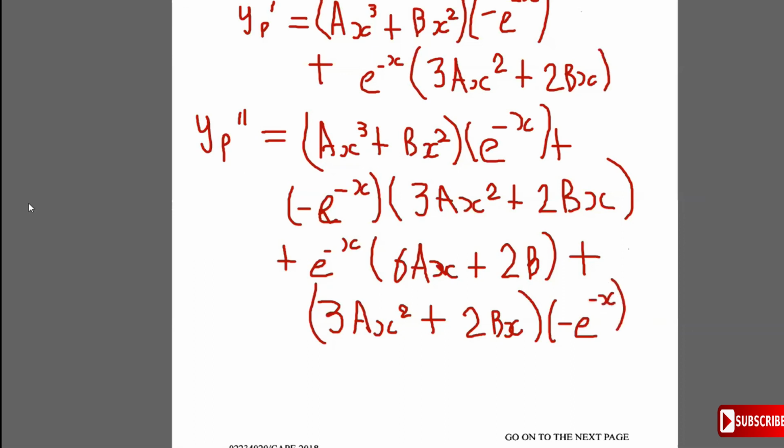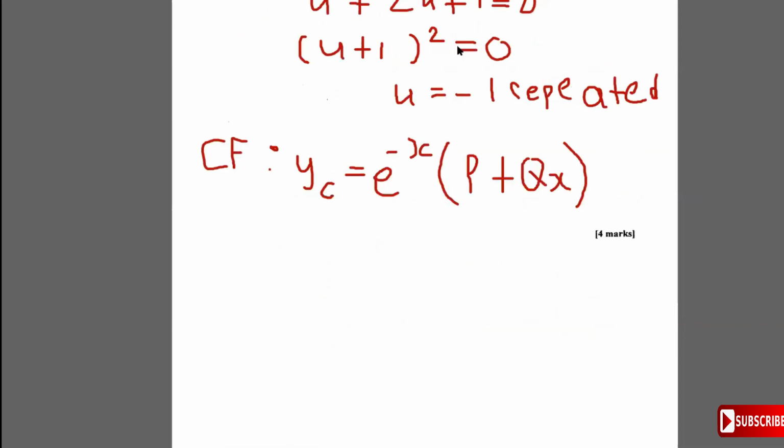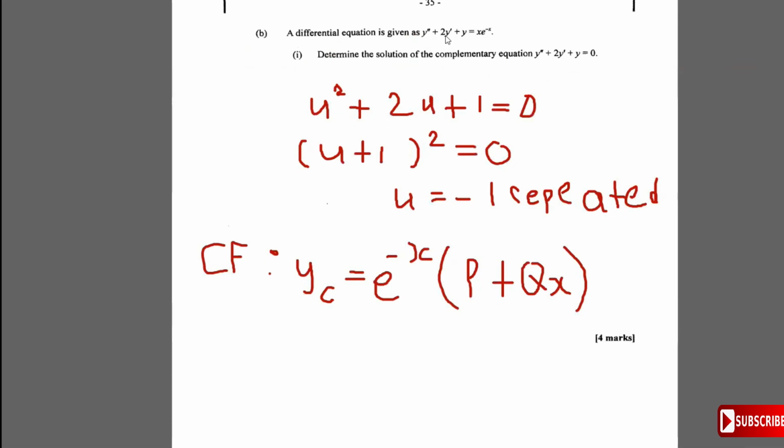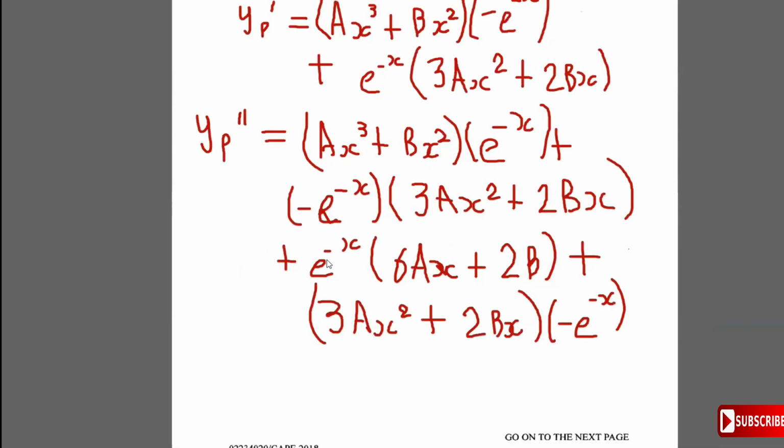Now all we're going to do is go back around here, and we're going to remember that we have y double prime plus 2y prime plus y is equal to x e to the minus x. That's the equation we will use to solve for a and b. y double prime plus 2y prime plus y, that's equal to x e to the minus x.